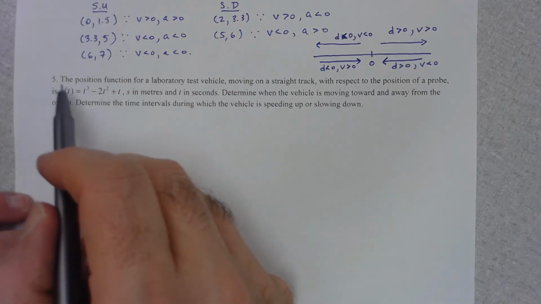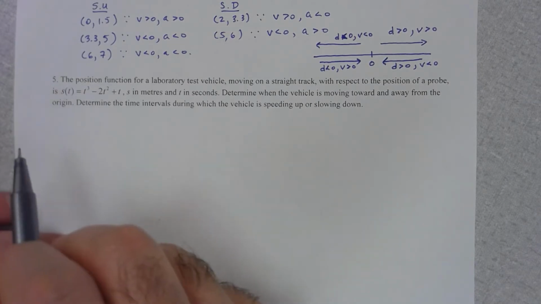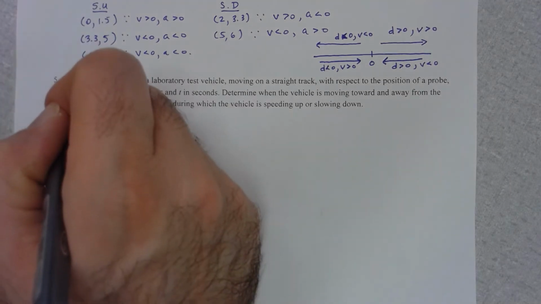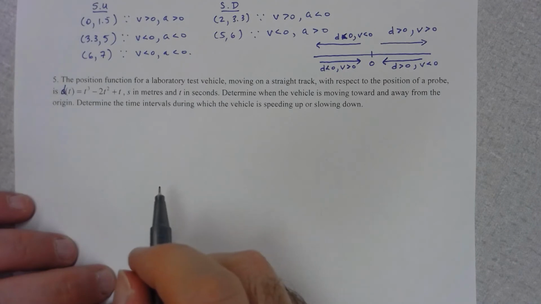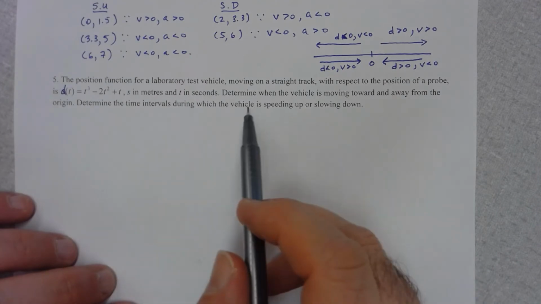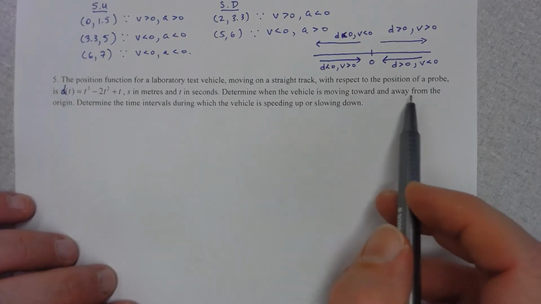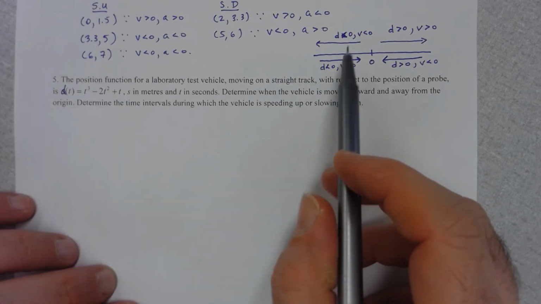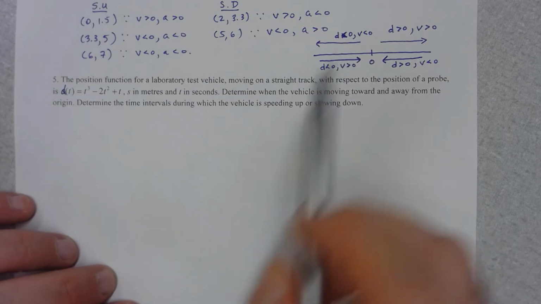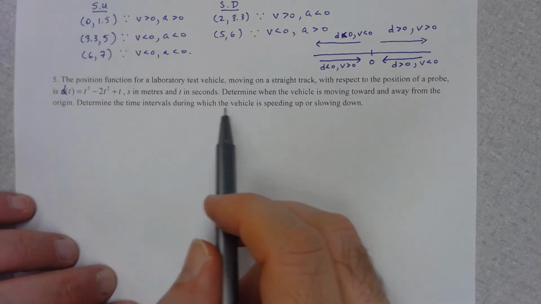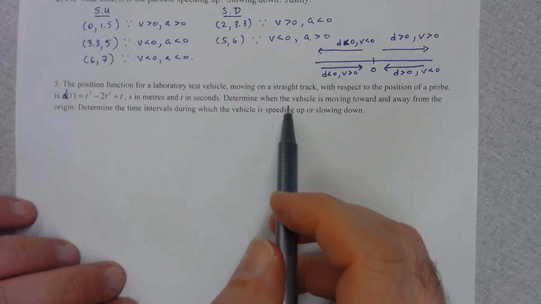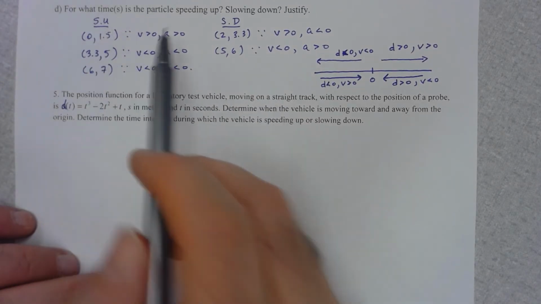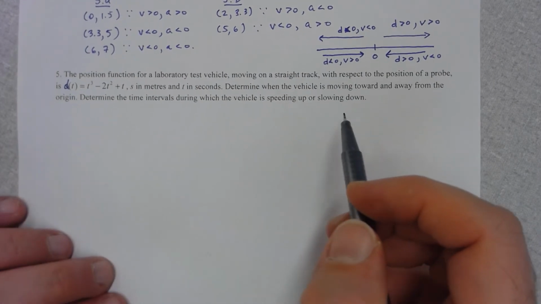Now, by the way, I used to use S for position, but I hear in physics you're using D. So that's why we'll change this to D here. All right. So it asks us to determine when the vehicle is moving toward and away from the origin. So now, as we've seen, that's going to involve working with position and velocity, and then the time intervals during which the vehicle is speeding up and slowing down. That's going to be doing what we did up here, using velocity and acceleration. So I'm going to show you a trick to doing this.